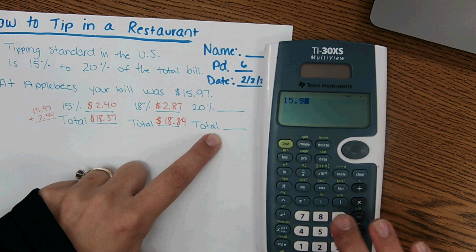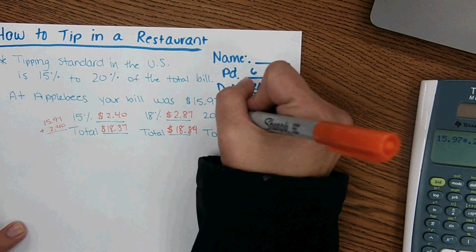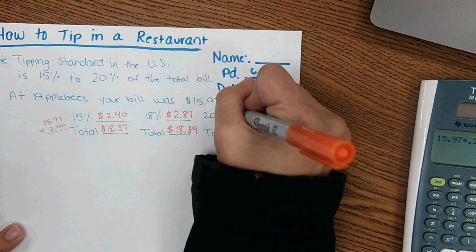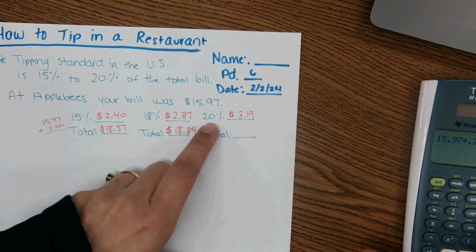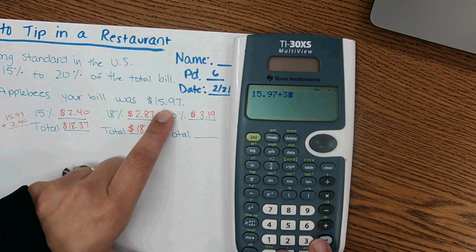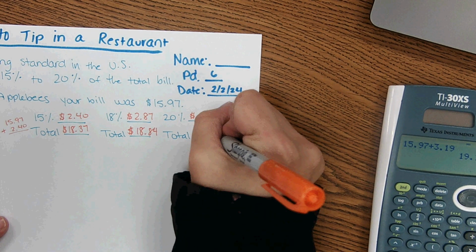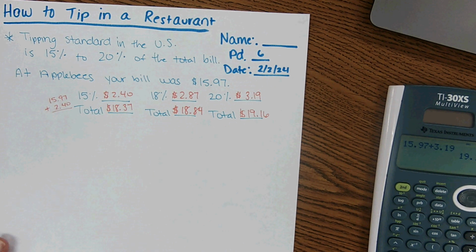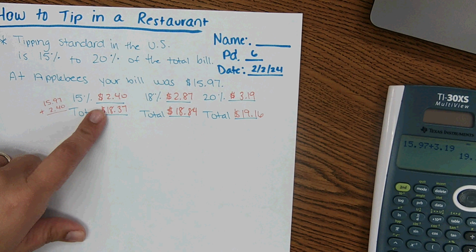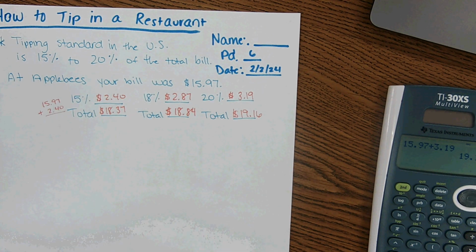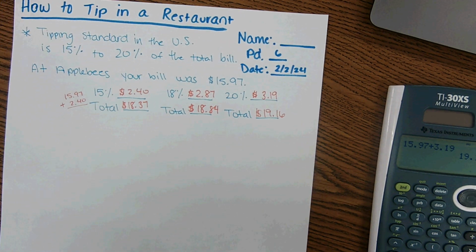Then for a 20%, we get 3.194. But because we're talking about money, we just write 3.19. And then you add those two together, $19.16. Cool? Yes. Also, if you add this wrong, the server can only take what you wrote on the total line. So make sure that you're adding it up right, so that way it's fair to your server as well.